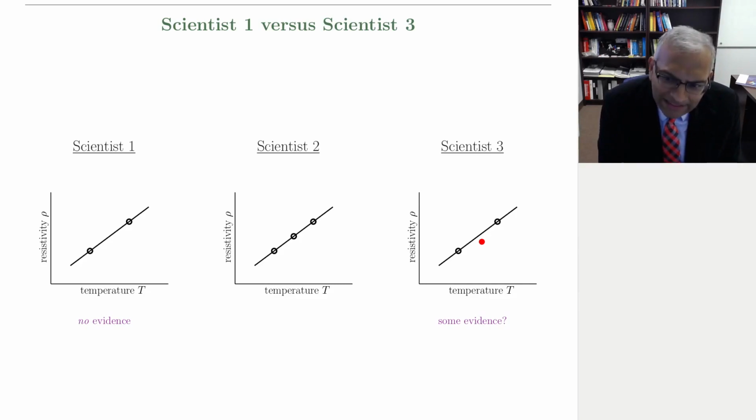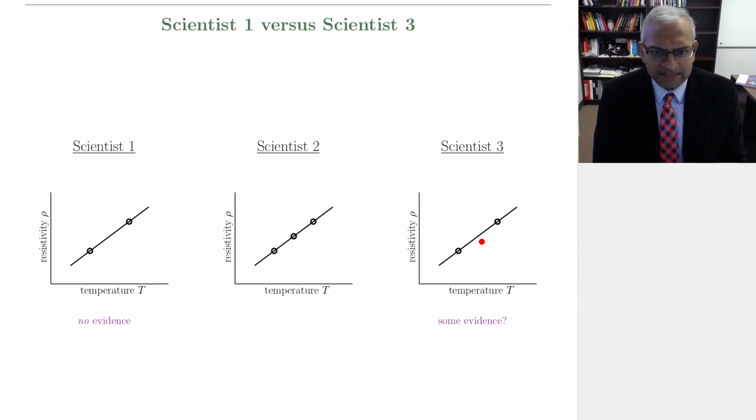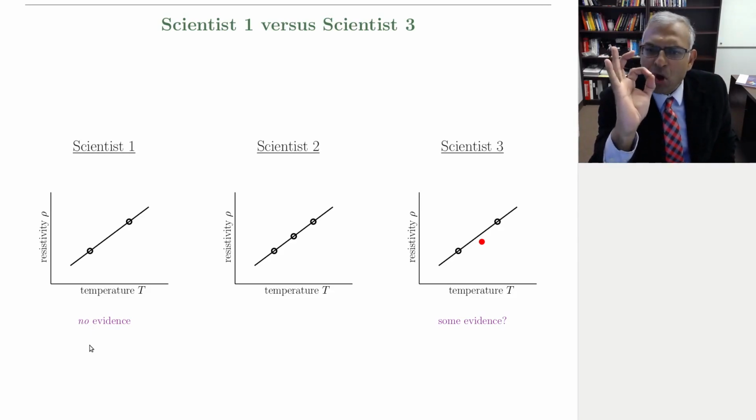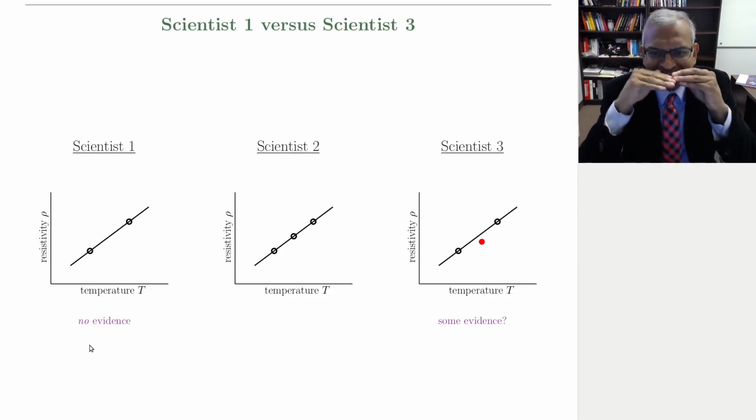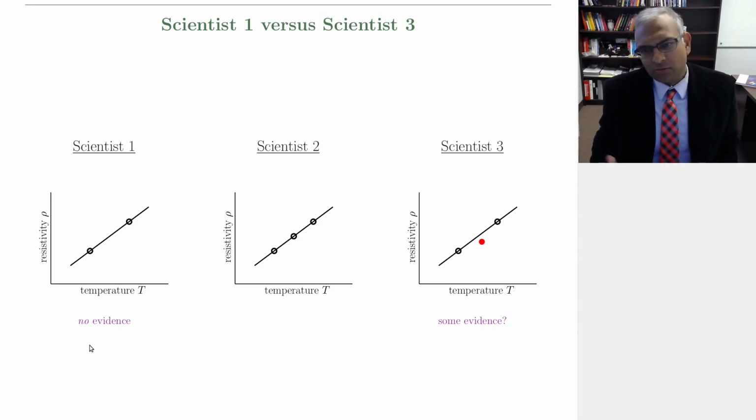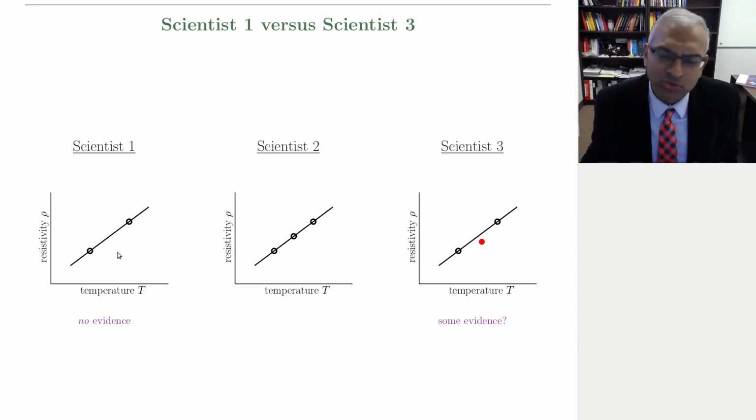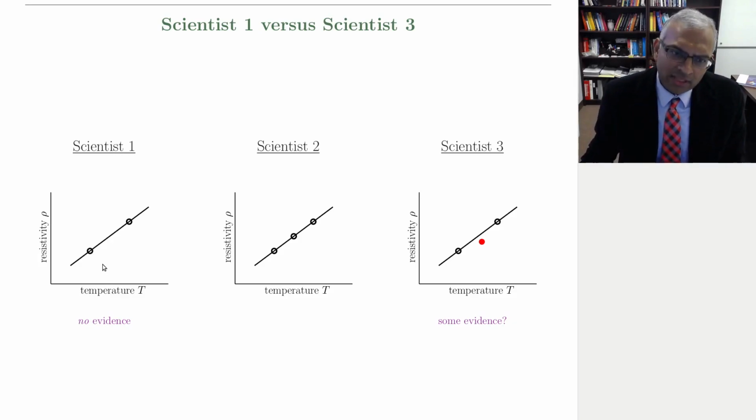I claim that scientist 1 has given us no evidence for the theory. And I don't mean, like scientist 3, has maybe given us some evidence, depending on how much noise is in the data. Scientist 1, on the other hand, no evidence. Zero, flat zero. And we all know that you collect any 2 data points, you can send a line through them. So this doesn't provide any evidence at all whatsoever that resistivity is linear in temperature.